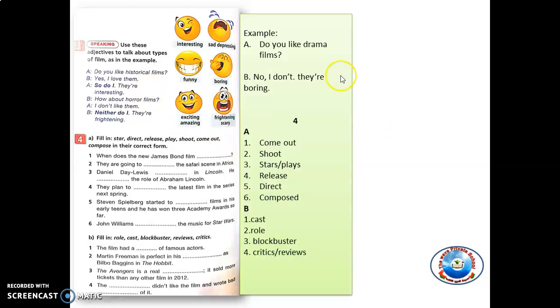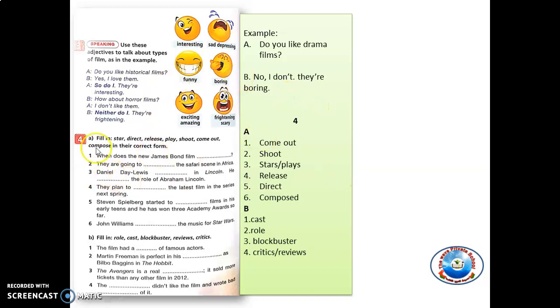Which one are your favorite kinds of movies? Okay, now we have here speaking. These are adjectives like interesting, sad or depressing, funny, boring, exciting or amazing, frightening or scary. I have given you an example here, like, do you like drama films? No, I don't. They're boring. This is just one of the examples that you can make. You can talk to your sister or your mom or your dad or your brother to do the speaking skills. You can help them to improve their speaking skills.